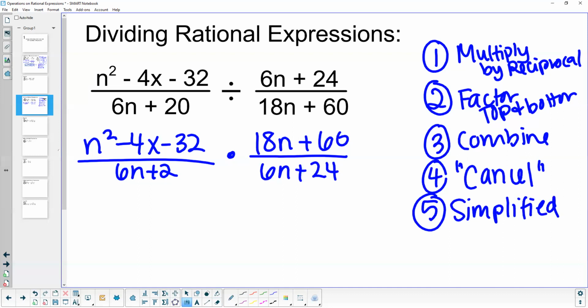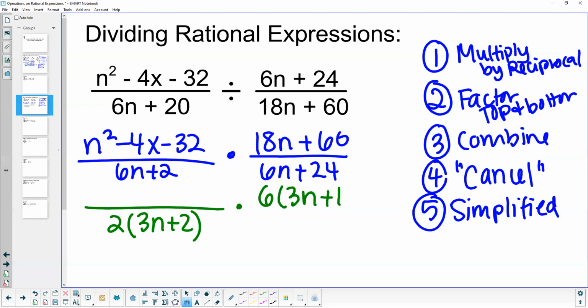So we have multiplied by its reciprocal. Now we need to factor. Remember, if there are two pieces, we try to find the greatest common factor. So that is going to be these other three here. And so 6n plus 2, we'll find our greatest common factor is 2. So we end up with a 3n plus 2 on the bottom. Then we have this 18n plus 60. Well, a 6 factors out of both of those, and we end up getting 3n plus 10 right here.